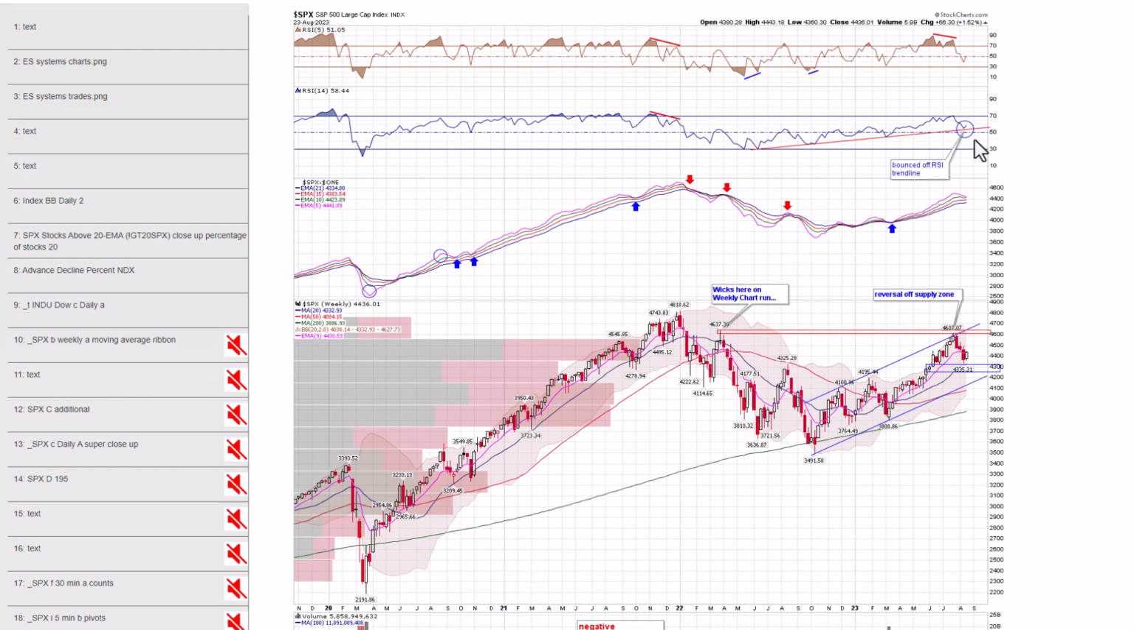Also, remember I always state, watch these trend lines on the 14 RSI. Notice how RSI is trying to bounce off that trend line. I also talked about the moving average ribbon was pinching in a bullish configuration.